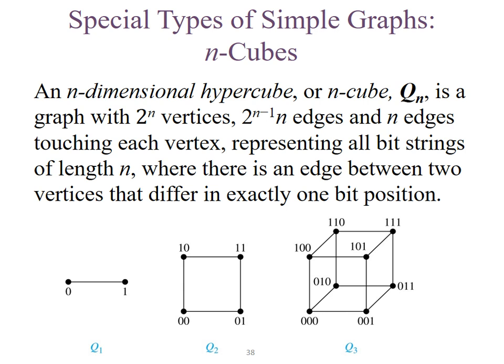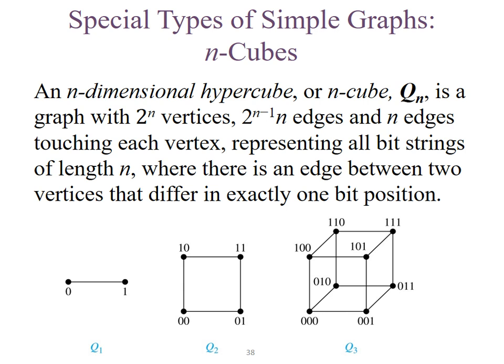For example, for Q1, we can label 0 and 1. They have one bit difference. Then for Q2, we can label 0,0, and the other end of the edge is 0,1 or 1,0. You can see we only have one bit difference between 1,0 or 0,1 and 0,0.